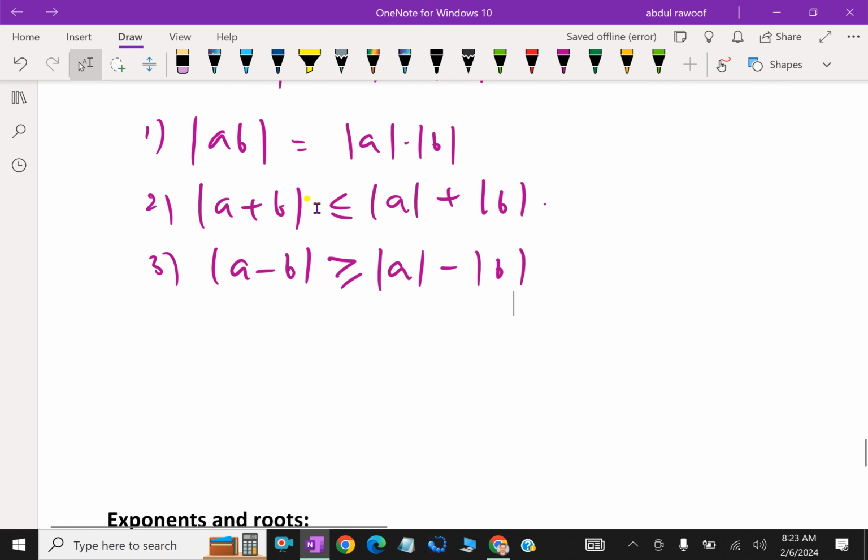Now, the fourth one, the absolute value of A minus B is always equal to the absolute value of B minus A.